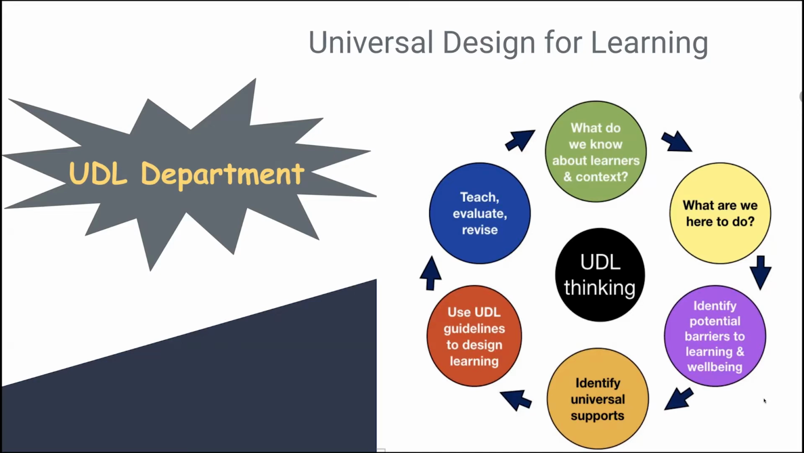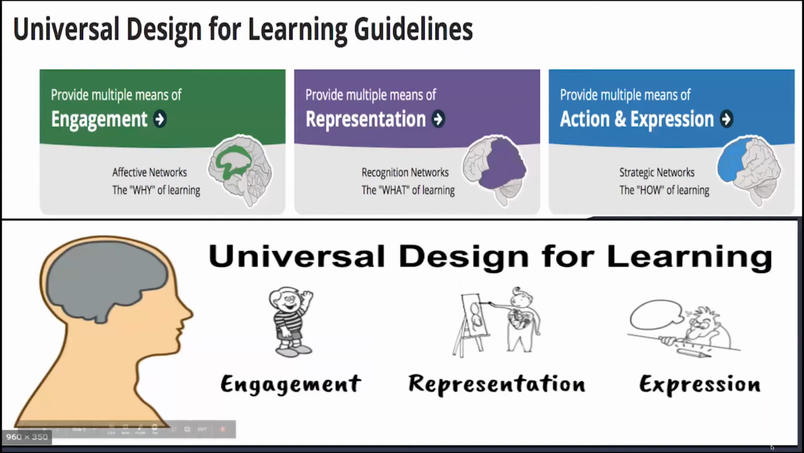Now let's look at the main principles for universal design of learning. So the main principles are into these three categories. So the first one is engagement, and this is the why of learning.